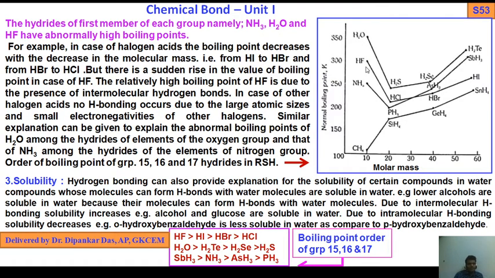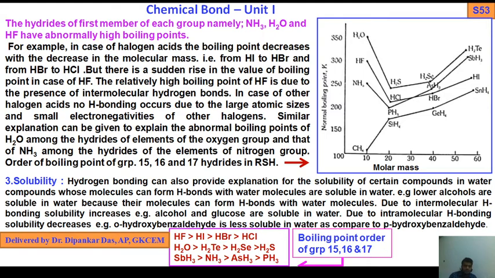So this is the order of hydrogen bonding with respect to their boiling points. Why? Because they can form a hydrogen bond. Others of the same group are incapable of forming a hydrogen bond.